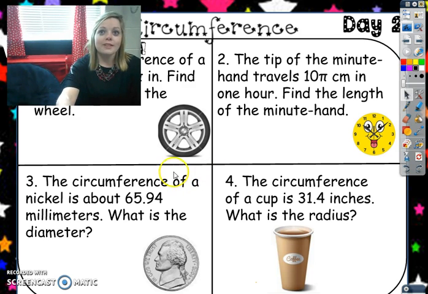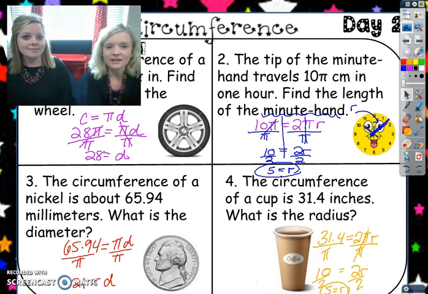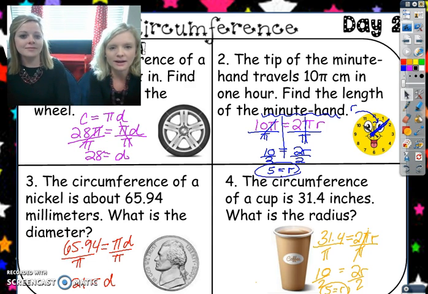So let's go over these answers. Okay, so now that you've had time to work on your work session, we're going to go over these. Okay, so for number 1, it says the circumference of a car wheel is 28 pi inches. Find the diameter of the wheel.